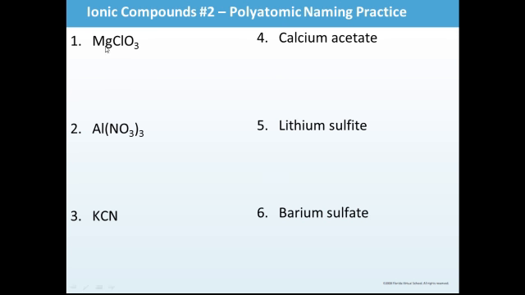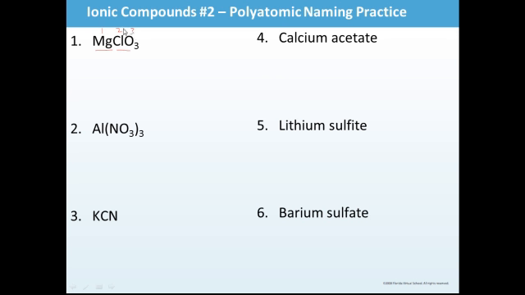Hey, welcome back. So for number 1, remember, please get used to following the same pattern. The first thing you always want to ask yourself is, is it ionic or covalent? I see magnesium, which is a metal. Chlorine and oxygen are both nonmetals. Therefore, this is an ionic compound. Then I want to ask myself, do I have 3 or more different elements? Well, I have magnesium, chlorine, and oxygen.